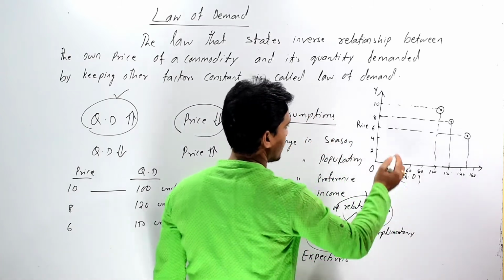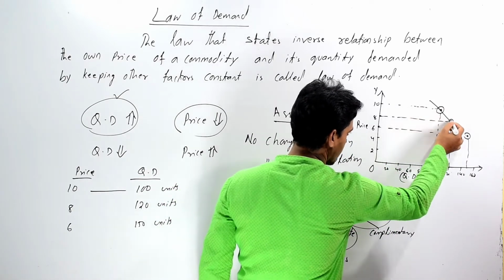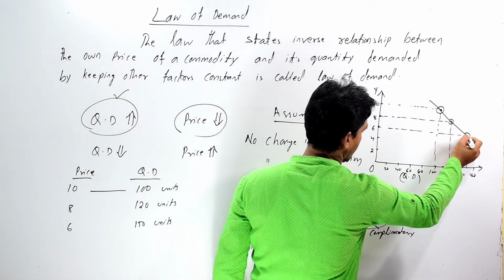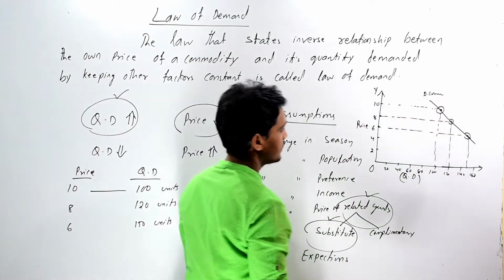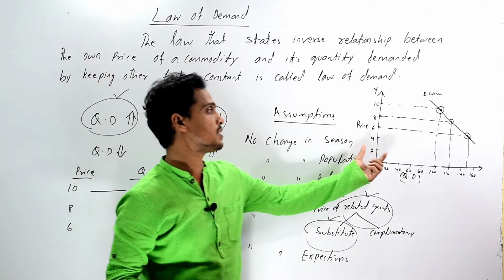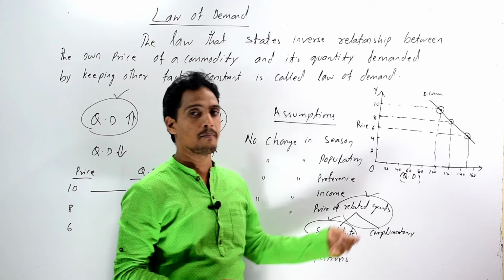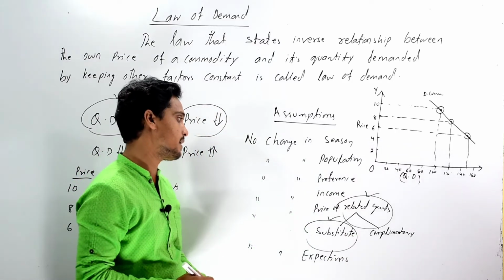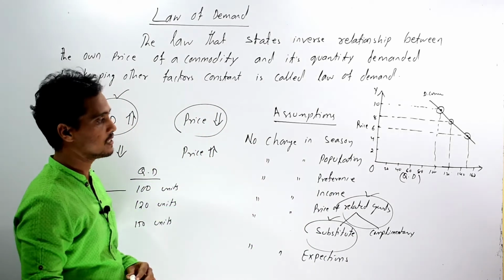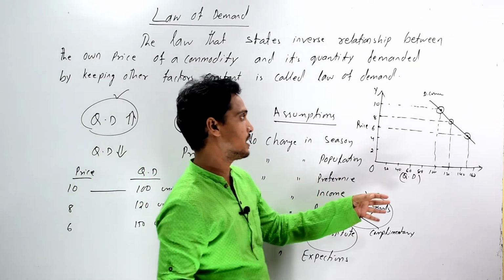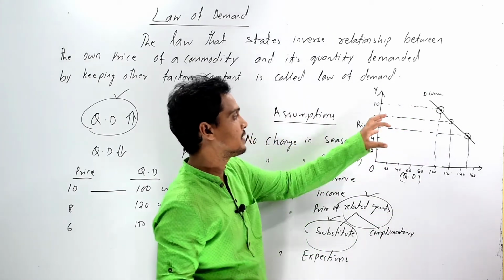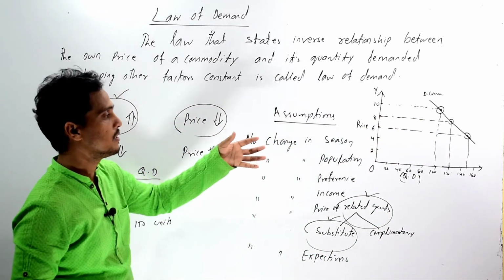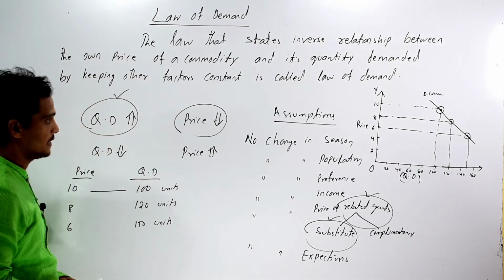By joining all these points, we get our demand curve that indicates the inverse relationship between price and quantity demanded when other things remain constant. So our demand curve slopes downward from left to right.